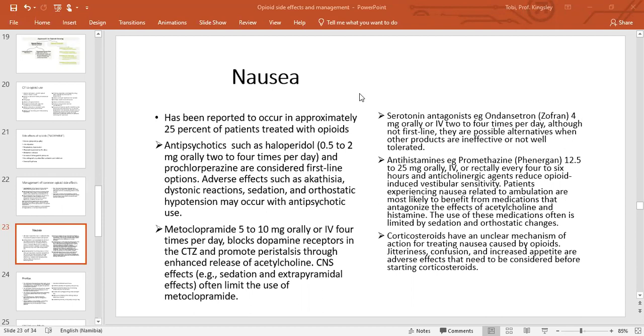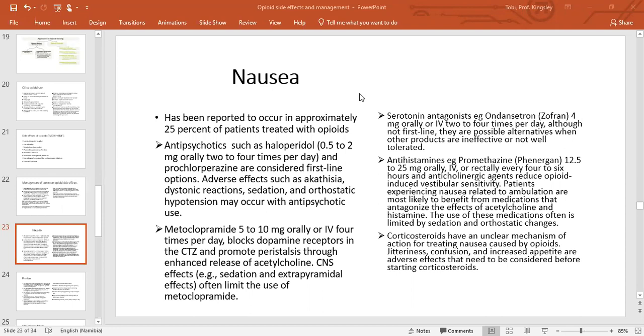Serotonin antagonists, such as ondansetron, have been found to be an alternative in the management of opioid-induced nausea. So you can give ondansetron, Zofran, about 4 milligrams orally or intravenously 2 to 4 times per day.